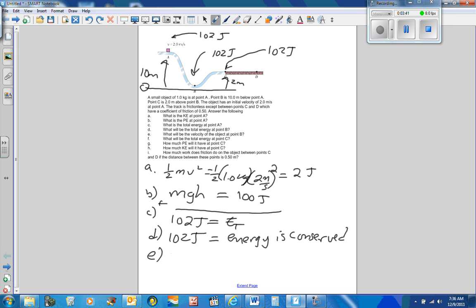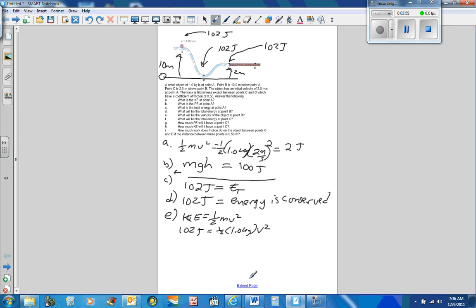It's all kinetic, so let me write this out. Kinetic energy equals 1/2 mv squared, so 102 joules equals 1/2 times 1 kilogram times v squared. And when I solve for v squared, I'm going to get v equal to 14 meters per second. Okay, EF. Now we're on F. What will be the total energy at point C? I've already answered that. 102 joules. Doesn't change, just the type of energy changes.